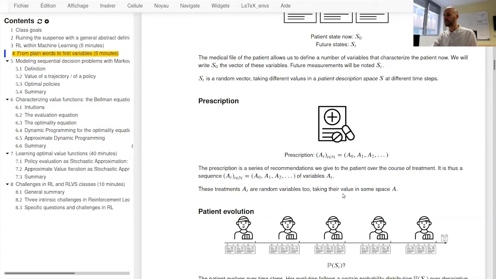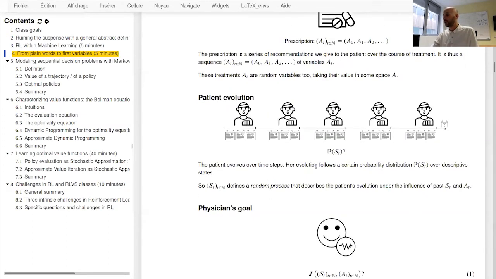These treatments AT are random variables too. They take their value in some space, which we will call action space A. And the patient will evolve over time steps. Her evolution follows a certain probability distribution over states, P of ST, across time.